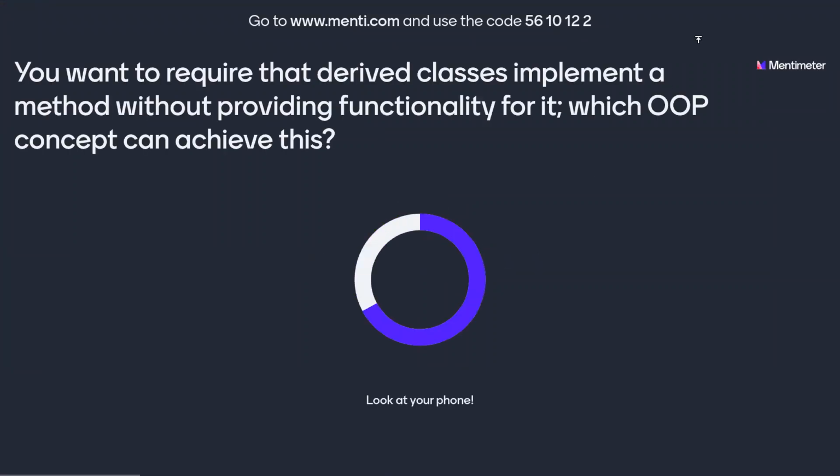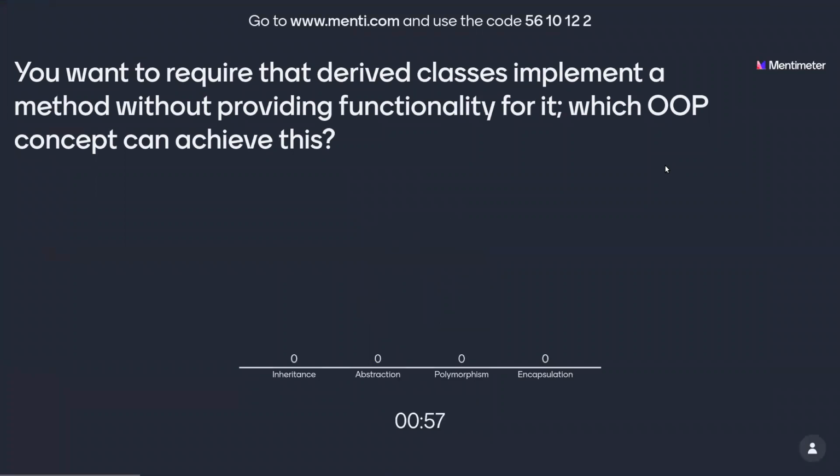First question. You want to require that derived classes implement a method without providing functionality for it. Which OOP concept can achieve this? This quiz is pretty tough, I think, because we've seen a lot of the questions from object-oriented programming already. So the only ones left are fairly tough. This one's maybe not too bad though, just by the definition of the word, I guess.